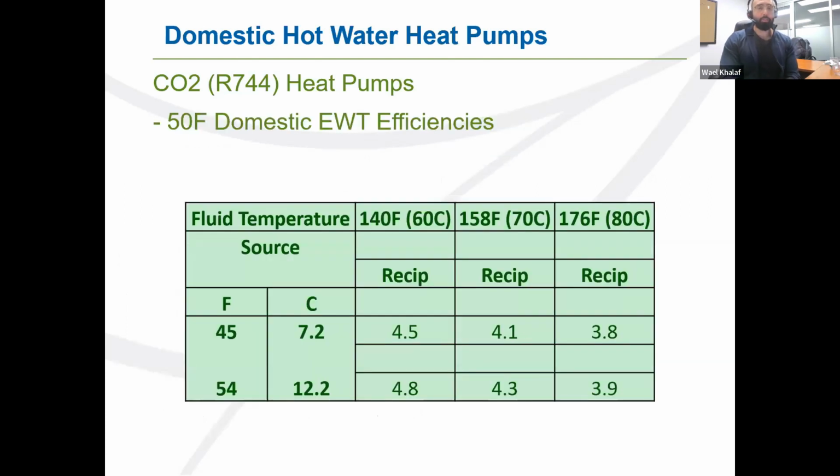And again, I've done this for a different presentation, but I just wanted to look at different fluid outlet temperatures for hot water and at different source temperatures. So if I'm trying to produce 140 degree Fahrenheit water and I have 45-degree source water, I'm able to achieve a COP of 4.5. And you can draw the same kind of comparison to produce 158 or 176 Fahrenheit: again, very high and very interesting COPs for an application where I'm going to use CO2 as a domestic hot water heat pump.